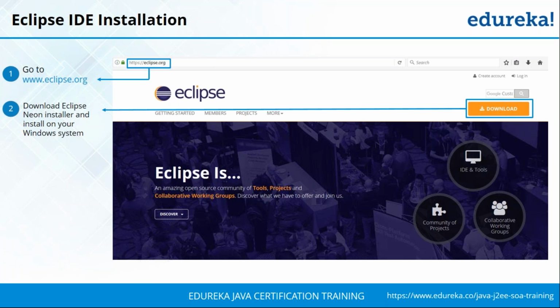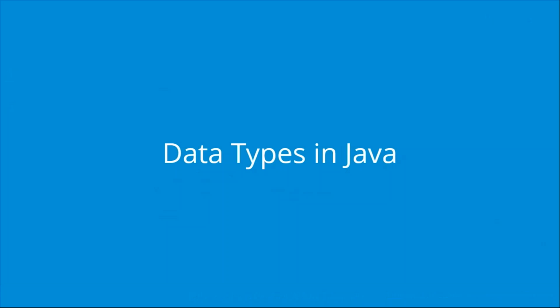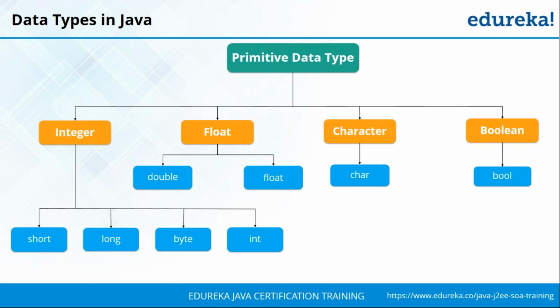Alright, so now that all of you have installed Eclipse and understand how easy it is to program using an IDE, let's begin deep diving into Java, and the first thing we'll be discussing is the various data types that are present in Java. Now, when you look at each of these primitive data types, there are various sub-data types as well. Under integer, there are basically 4 subtypes: you have short, long, byte, and int. Under float, you have double and float. Character and boolean have only one corresponding type.